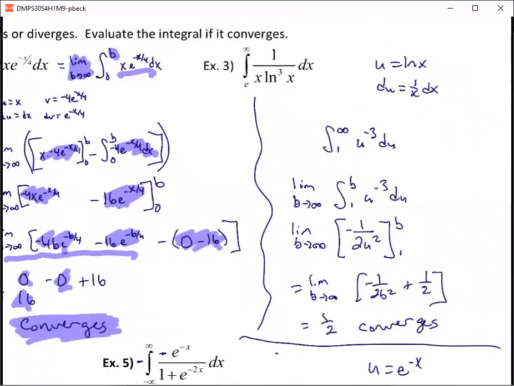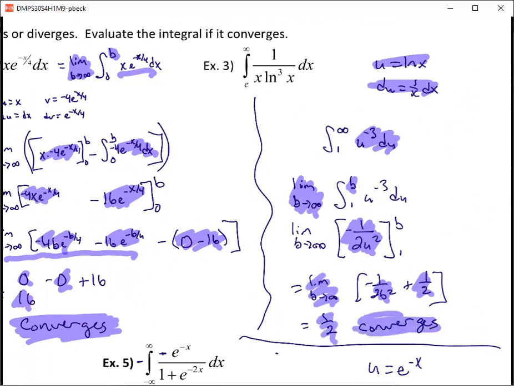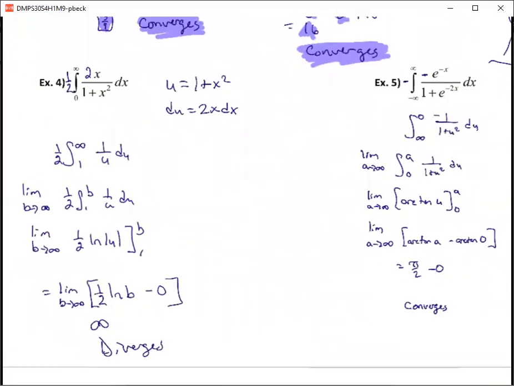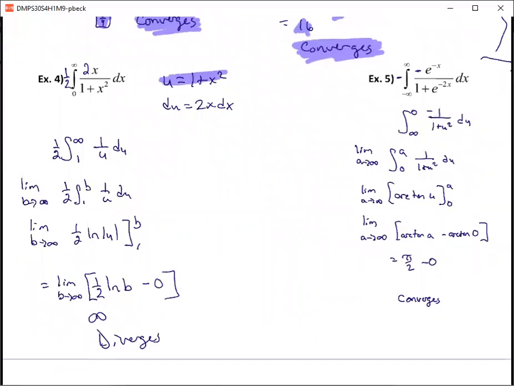Problem number 3, I did a u substitution. With the u substitution, I now have this expression. I'm taking the limit as b approaches infinity, the integral from 1 to b. I found the integral, plugged in b, plugged in 1, and now I'm going to be taking the limit, and that limit does give us 1/2. And because the limit is a definite value, this integral converges.